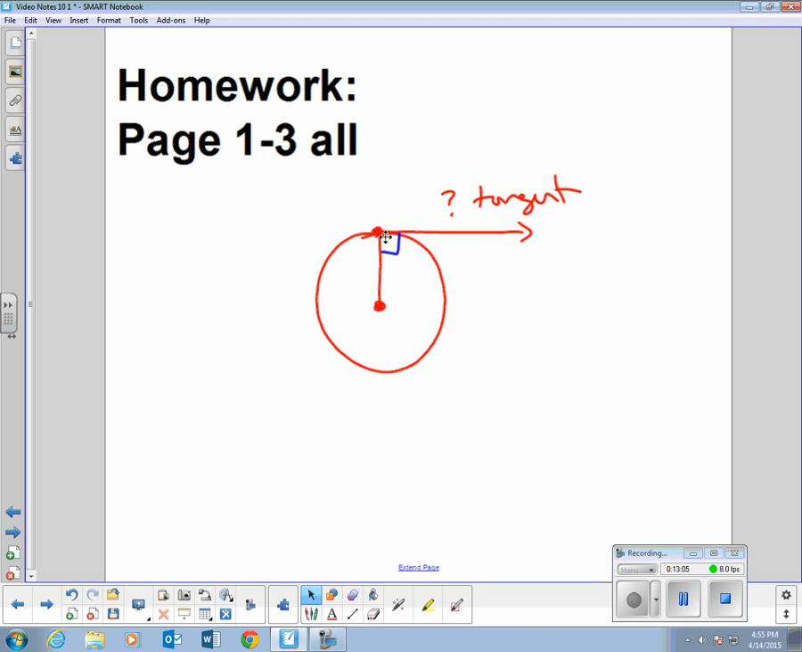Okay, so complete pages 1 through 3 all. Make sure you show your work. There's going to be a lot of vocabulary there. Make sure you're showing all your Pythagorean theorem and all your work as you go.